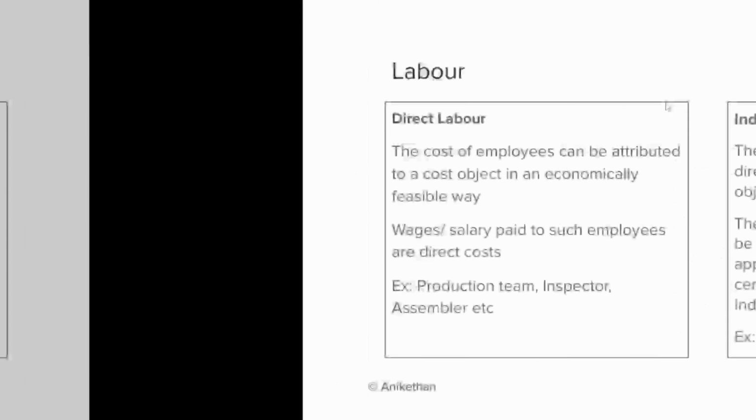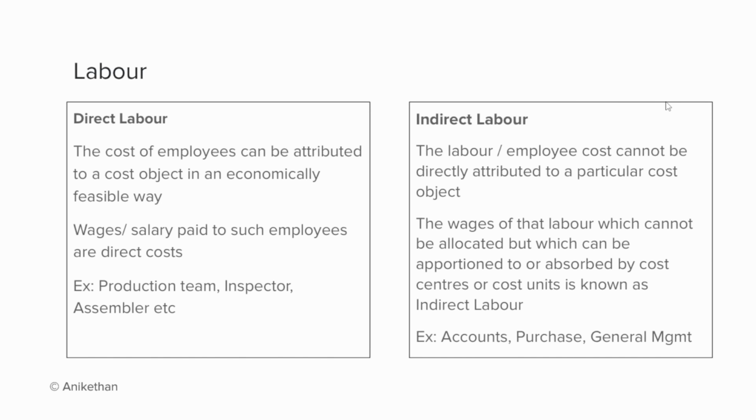The same logic applies to labor also. You have direct labor and indirect labor. Direct labor are usually those who work directly on the product. For example, the factory workers, the production team, the inspector who inspects the finished goods, the person who works in the assembly line. All these workers are directly contributing to the product. Whereas for indirect labor, the examples given here are accounts, purchase, or general management. They work for the organization. They do not work for one single product.